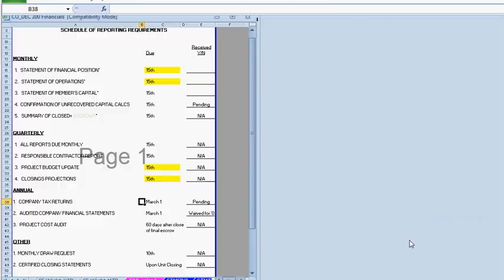Now, just a quick sum up of reporting requirements in an area division that I was at. Pretty much every 15th of the month, the main thing, the statement of financial position and operations, was always done. And then the quarterly, another heavy thing I was always involved in, is the project budget update and the closing projection, your pro forma, how it's going to split out. And then the annual, obviously, is your tax returns and your audits and other financial statements. And then whatever miscellaneous other statements or reporting has to get done.